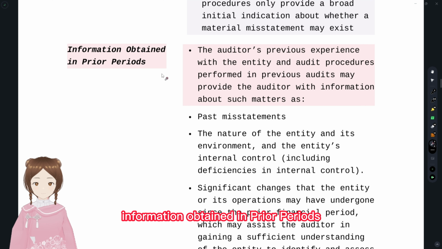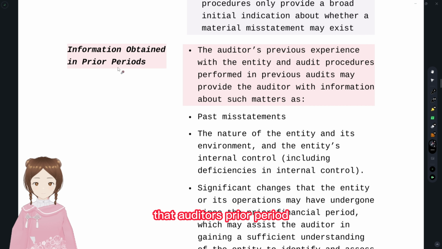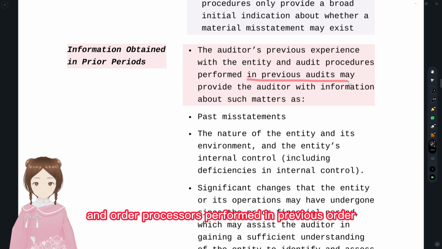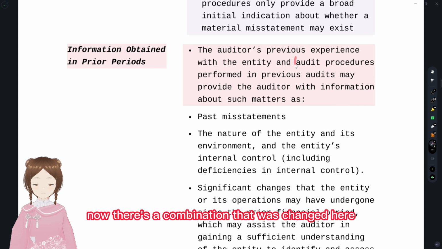Information obtained in prior periods. How does information obtained in prior periods, the auditor's prior period or the entity's prior period, help the auditor in this current period? The auditor's previous experience with the entity, and audit procedures performed in previous audits, may provide the auditor with information about such matters as, the first thing they're asking about, whether the combination had repeated. Now there's a combination that was changed here, where this auditor had audited some other entity and this entity's previous year auditor was somebody else.